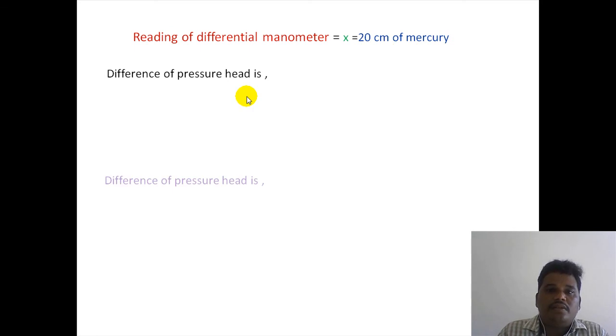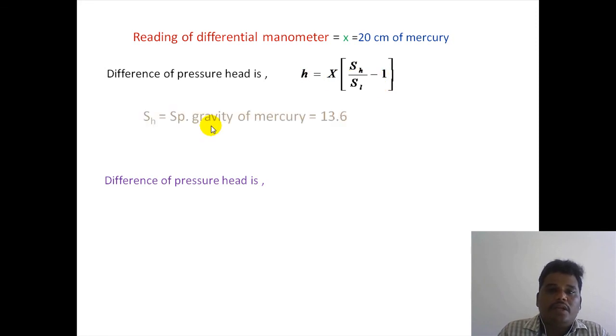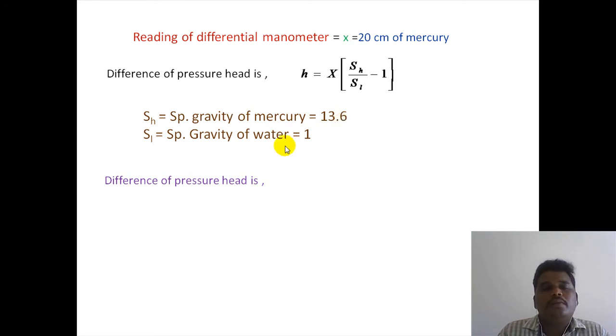Now the difference in pressure head H is equal to, the formula is X multiplied by SH divided by SL minus 1. Here SH is the specific gravity of mercury, the heavier liquid, which is 13.6. It is a constant value, no need to memorize it. And the specific gravity of the flowing liquid, water, is 1.